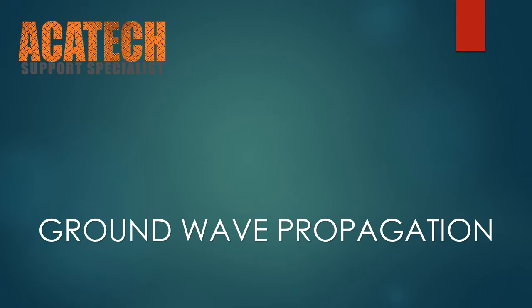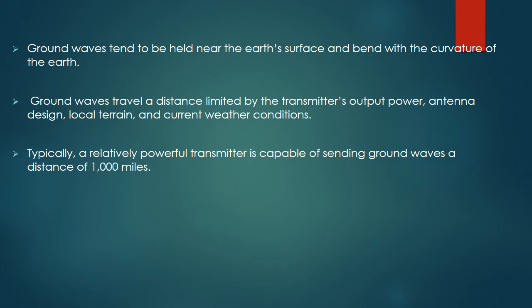First is our ground wave propagation. So what is a ground wave propagation? Ground waves tend to be held near the Earth's surface and bend with the curvature of the Earth. So sabi dyan, ang ground wave natin is a way of propagation or communication where our frequency tends to bend or follow the curvature of the Earth. So kung meron kang building or mountain dyan sa harap, using ground wave propagation, dadaan po yung mismong frequency natin sa mountain or building. Kahit gaano kataas yan, tataasin po yan ng ating ground wave propagation.